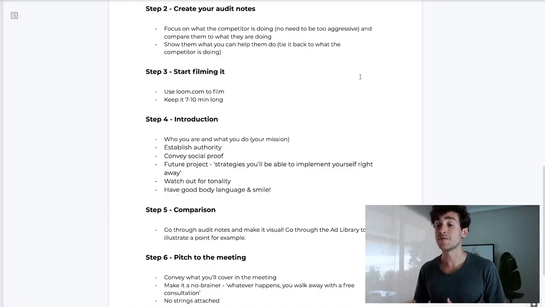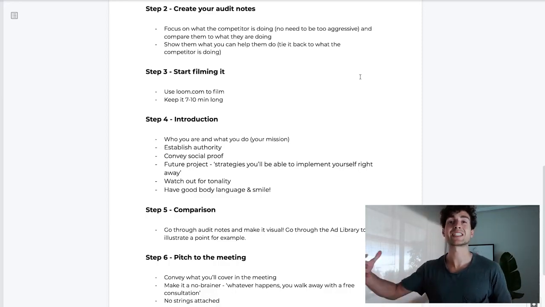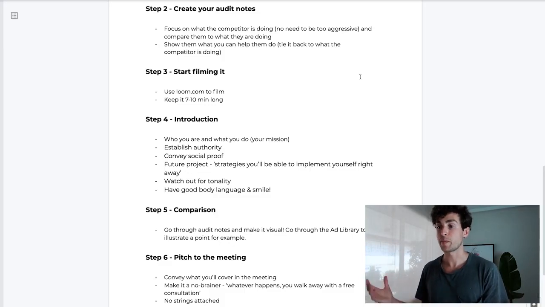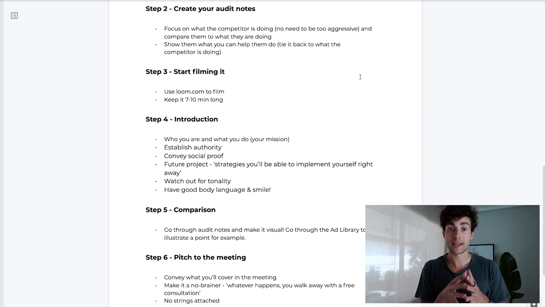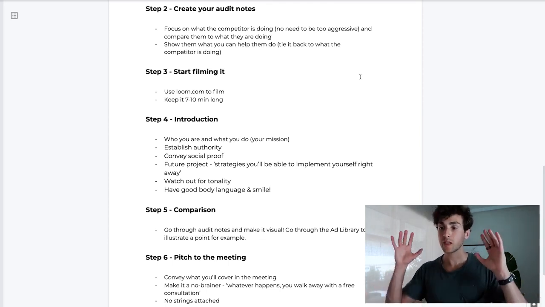Then the next thing you want to do is very, very important. And what you want to do is future predict. What this means is you tell them what they can expect from the video audit. And what you can say is, these are going to be strategies that you'll be able to implement yourself right away, or anything that indicates that it is stuff that is going to be incredibly valuable to them and their whole team right after the audit, okay? So that is the fourth thing.